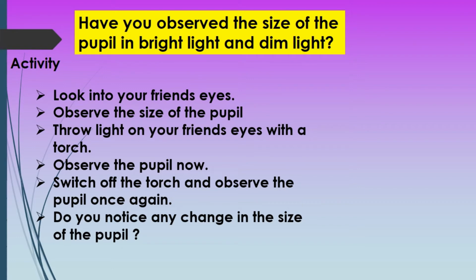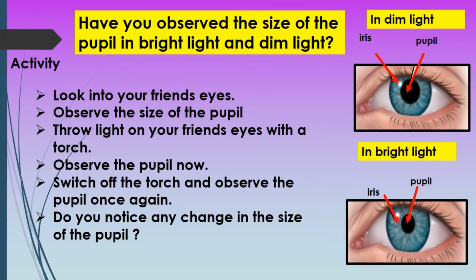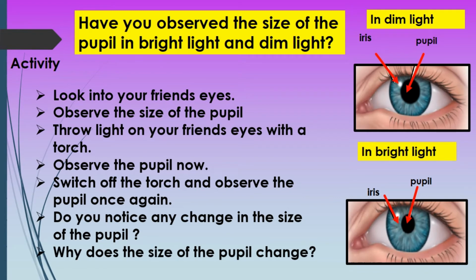In which case was the pupil larger? This will be your observation. You observe that when you lit the torch, the size of the pupil decreased. Why does the size of the pupil change? In bright light, iris decreases the size of the pupil to allow less amount of light to enter the eyes. So in bright light, iris regulates the amount of light entering the eyes.